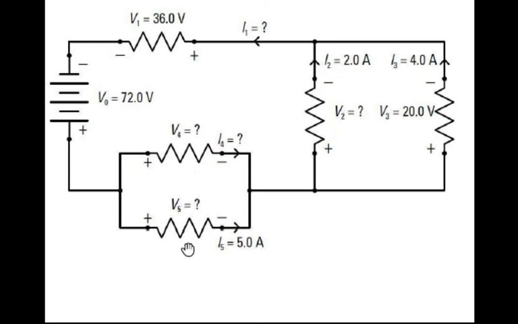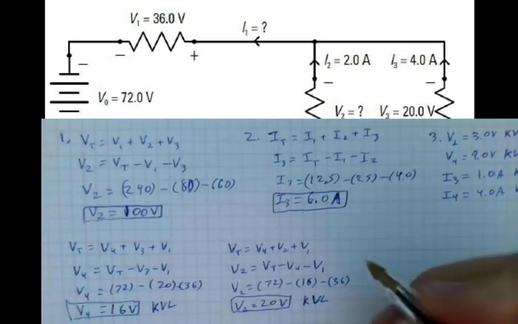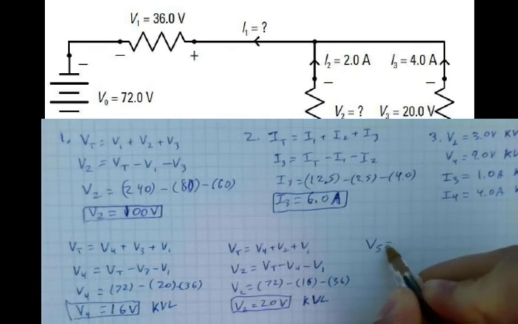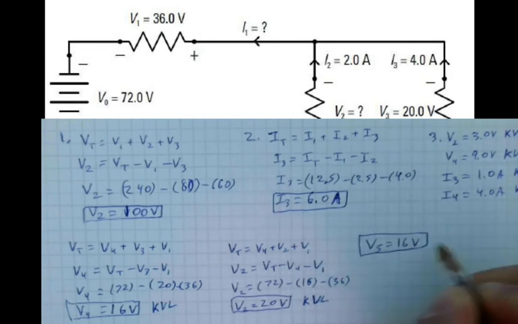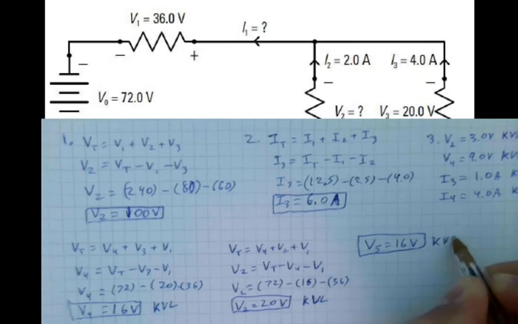Same thing here, we have a parallel connection, so V4 equals V5. And since I know V4 already, I can state simply that V5 equals 16 volts because of KVL.